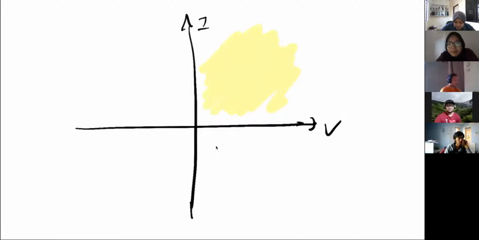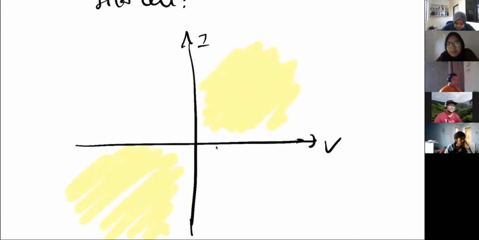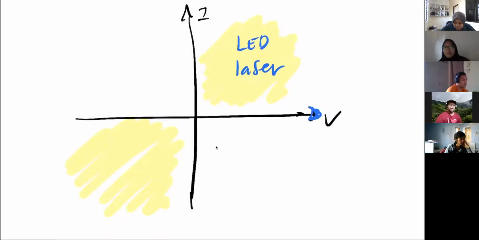We normally have the current over there, and then this is the reverse bias. In this area we normally have LED and laser. You need to forward bias the diode, then you get light coming out, LED and laser. For the photodetector, it's over here. It's clear cut, photodetector.